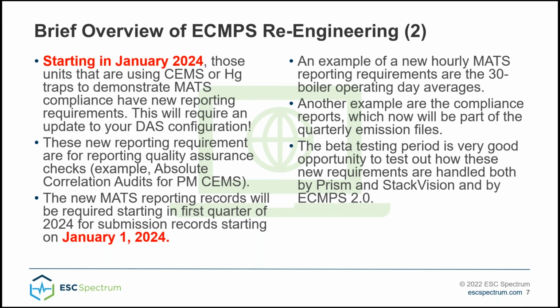I also list here a couple of other examples of what will be included, including the 30-day boiler operating averages and the beta, and the compliance reports, which previously, before January 2024, are semi-annual. They now will become quarterly compliance reports. So this beta testing period is a very good opportunity to test out how these new requirements are being handled both by PRISM and StackVision and by ECMPS 2.0.